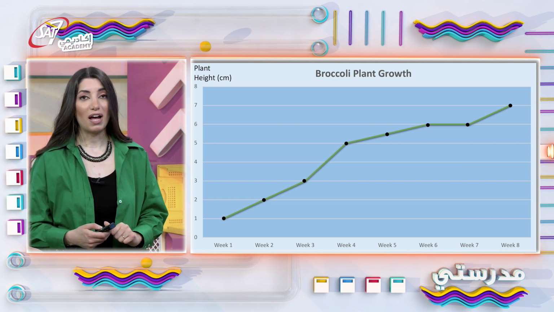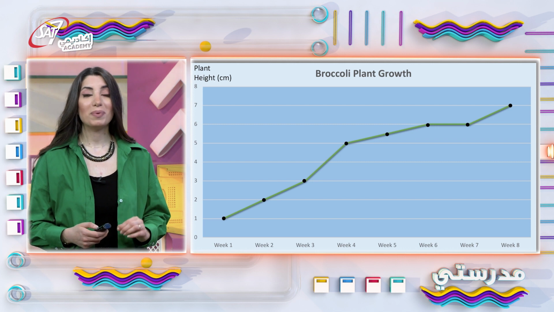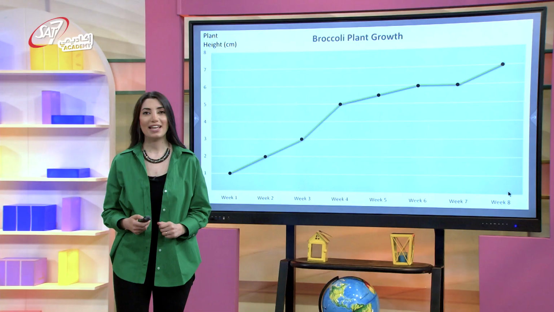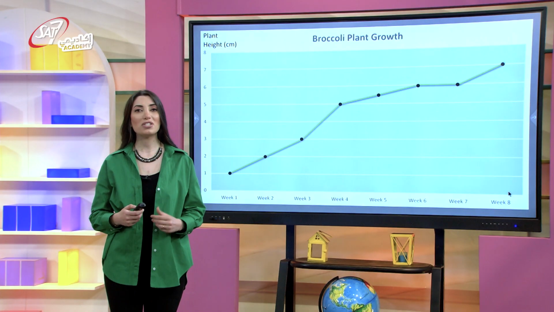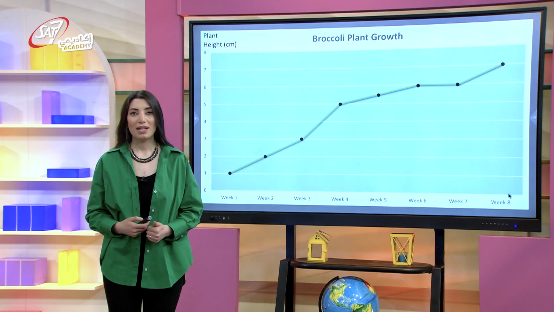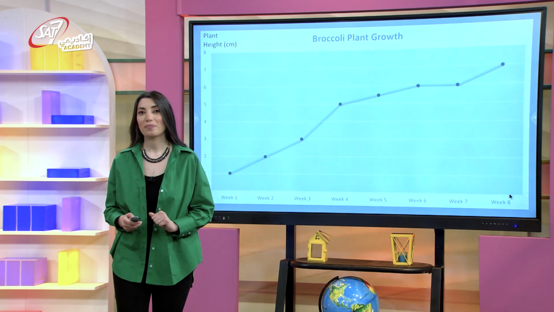The line on this graph goes upward because the plant grew continuously. So line graphs track data or information and help us observe the change in numbers over a period of time. Let's now draw a line graph together.